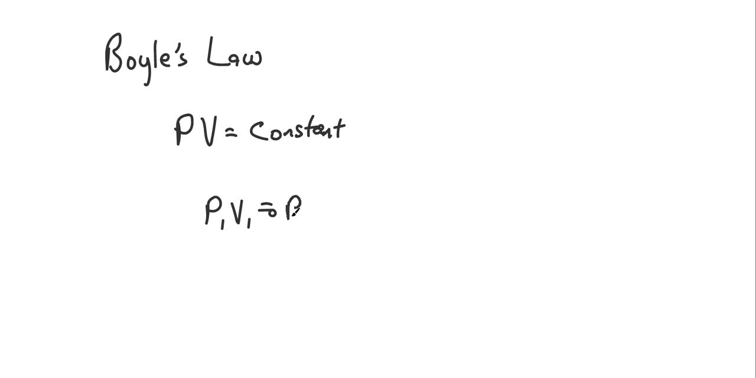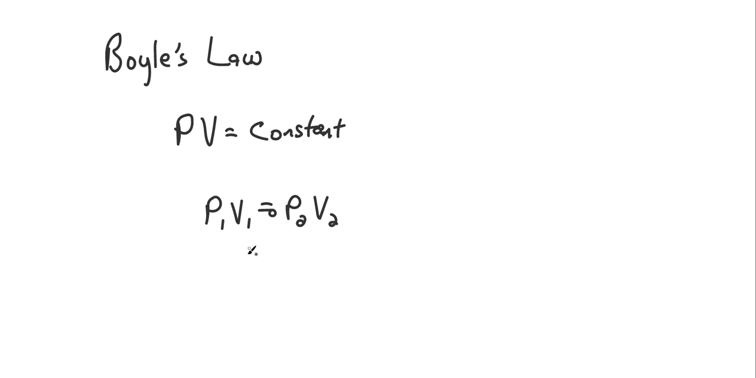Boyle's law can be represented as pressure times volume is constant. So if you increase the pressure, the volume has to go down. If you increase the volume, the pressure has to go down, vice versa. This can be written in a different way: P1 V1 equals P2 V2.